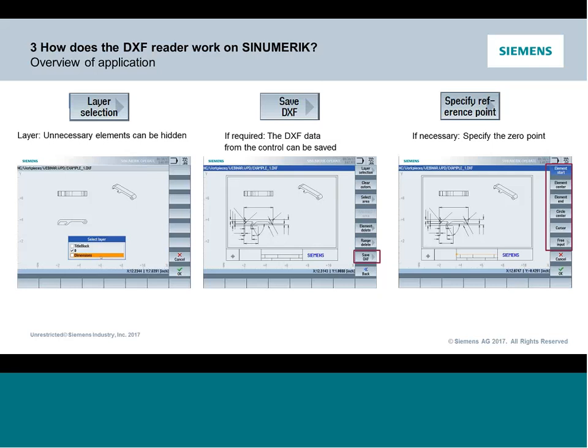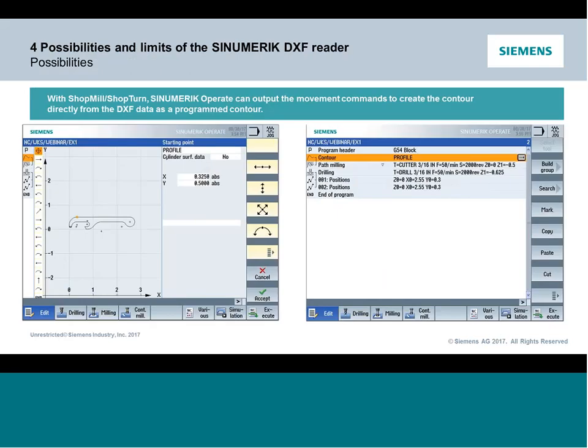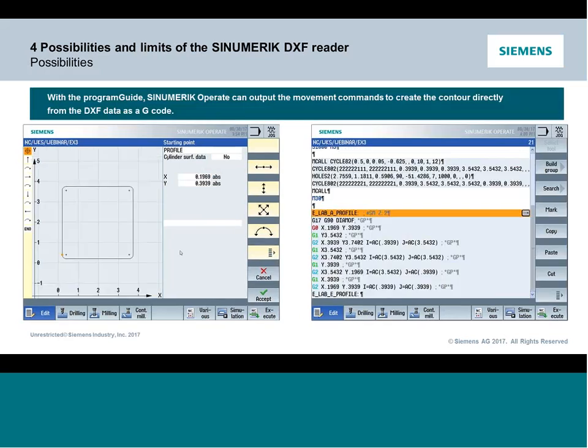Once you do that, you can start to pick entities, pick the contour points you want, and then what's going to happen here is it's going to output whatever geometry you happen to pick, and it's going to transition over into the part program. Now, we support this DXF converter in both methods of programming within our control, so ShopMill or ShopTurn, which is our conversational interface, and as well, you can do this in G-code or what we call program guide.